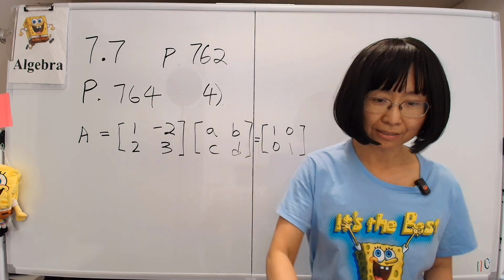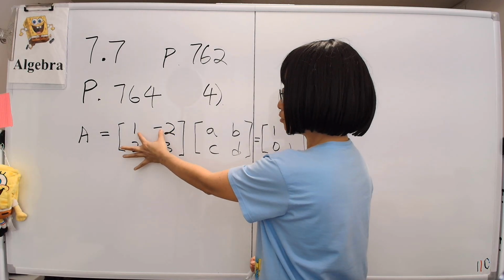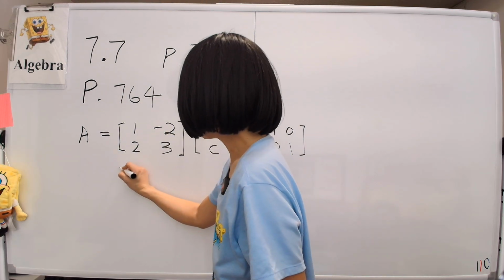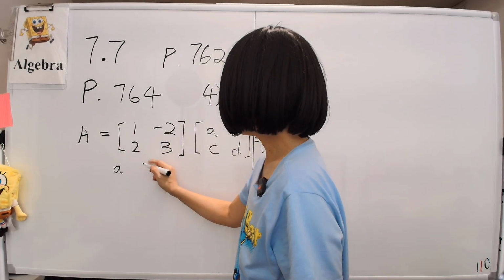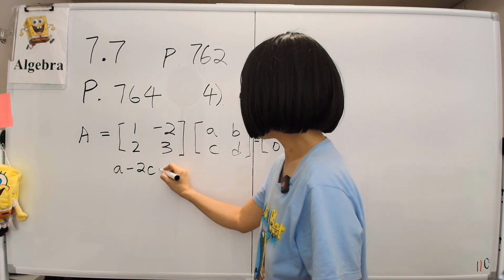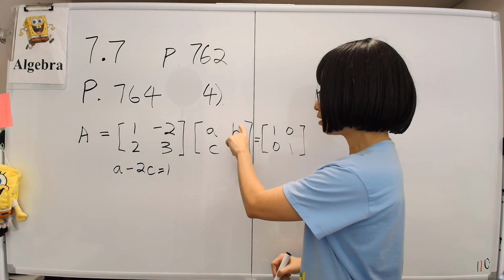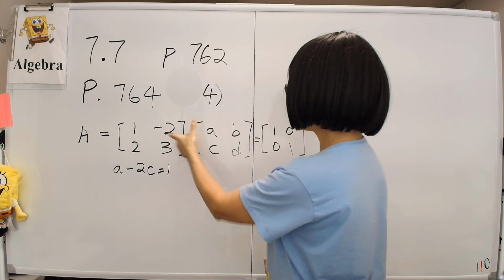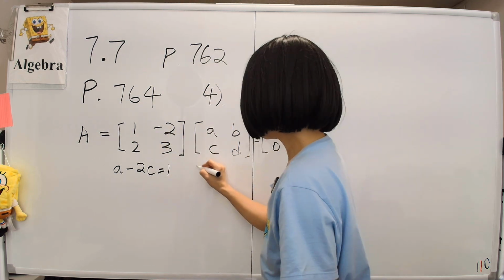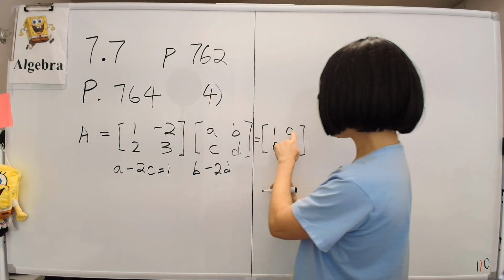Let's just do it, okay? So doing matrix multiplication, we do row multiplied by column. So 1 times A and minus 2 times C gives us A minus 2C. That has to be equal to the 1 right here. That's the first equation. Next, the first row multiplied by the second column: 1 times B, and minus 2 times D, so B minus 2D, and that has to be equal to 0.